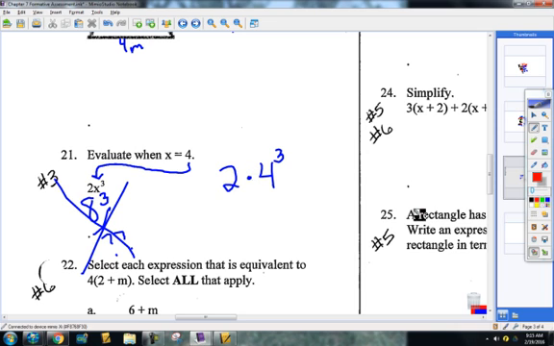Guys, do you multiply or do exponents first? If you didn't do it, it's wrong. That's going to be 64. And then 2 times 64 would give you 128. You must have your work exactly like that, and if you don't, it's wrong.